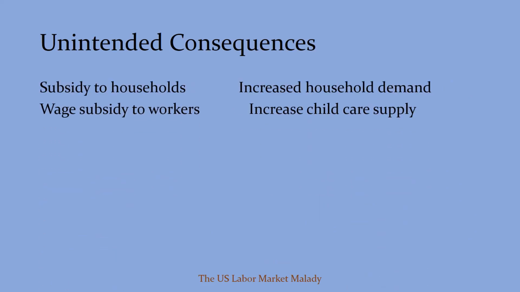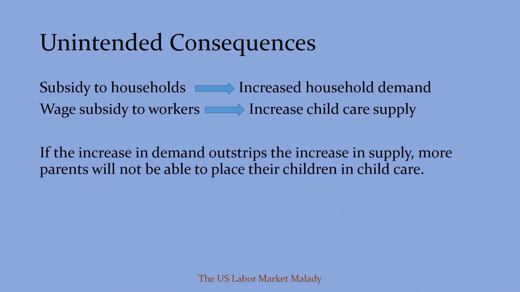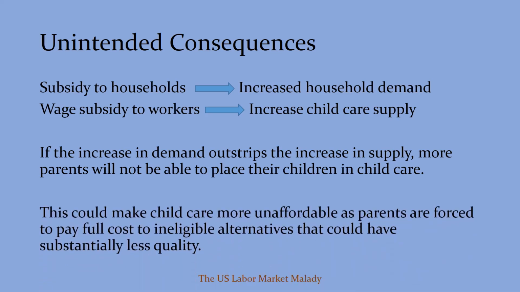The subsidy to households could increase the demand for child care, while the subsidy to wages could increase the supply. But the demand impact could far exceed the supply impact, increasing the number of parents who cannot find any access to any eligible child care facility. This in turn could make child care more unaffordable to many parents, as they would be forced to pay the full cost of ineligible child care alternatives that have substantially less quality. It could be the most vulnerable parents that would be the most adversely affected.